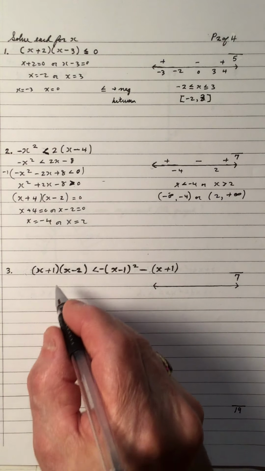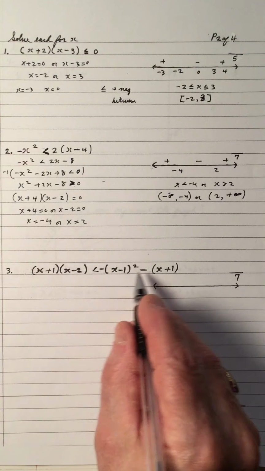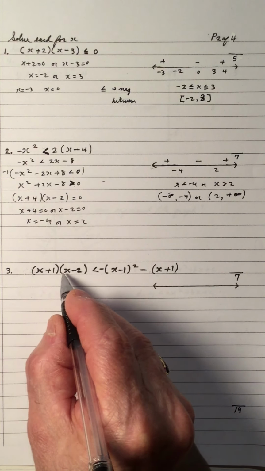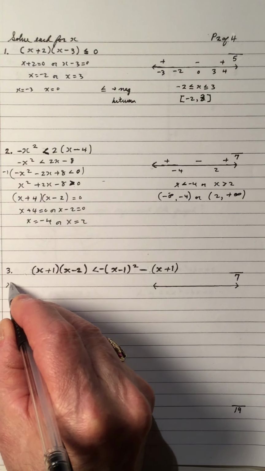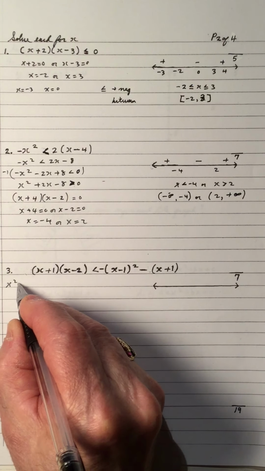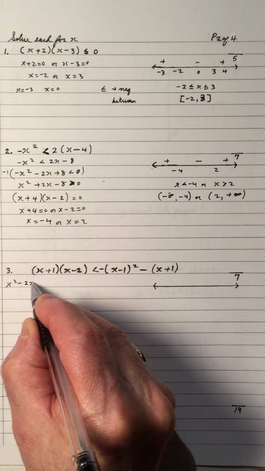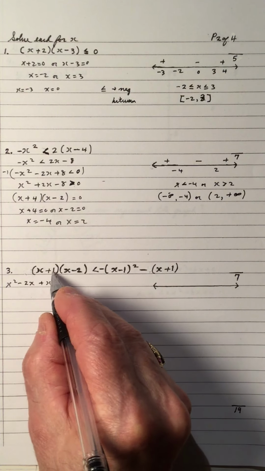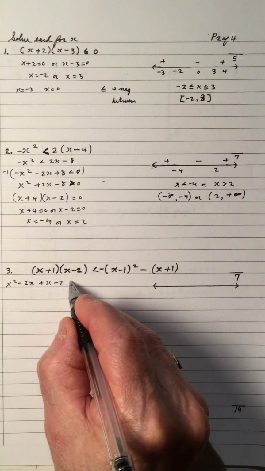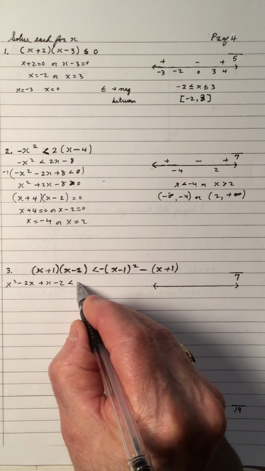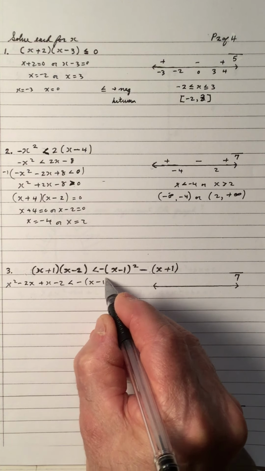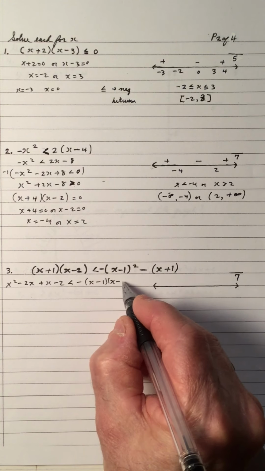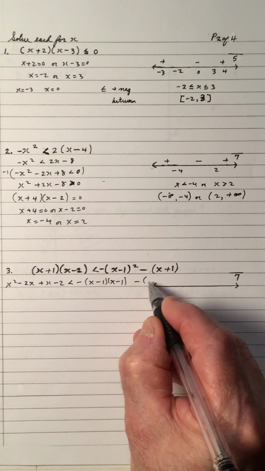Number 3, we have to solve. We've got some simplifying to do. So we multiply these two by FOIL first. X times x is x squared. X times negative 2. 1 times x. 1 times negative 2, less than, and x minus 1, x minus 1.